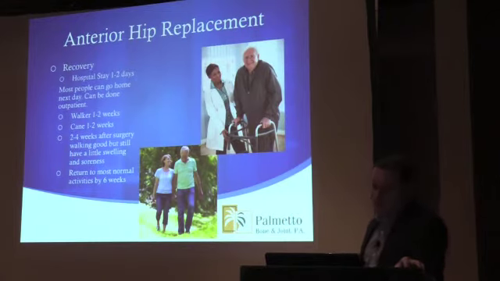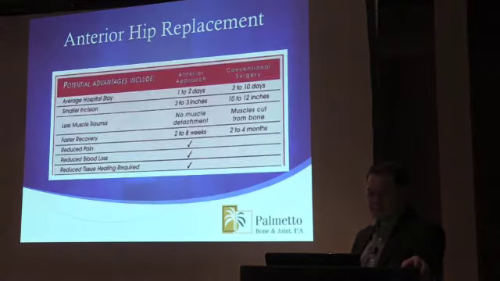Usually most people after hip replacement use a walker for about 1 to 2 weeks, then a cane another 1 to 2 weeks after that. So usually between 2 to 4 weeks, depending on the person, after surgery, they're walking good, they're getting around well, but they still have a little bit of swelling, a little bit of soreness to the hip. And that usually resolves after a few months. But most people are able to return to most normal activities by 6 weeks after surgery.